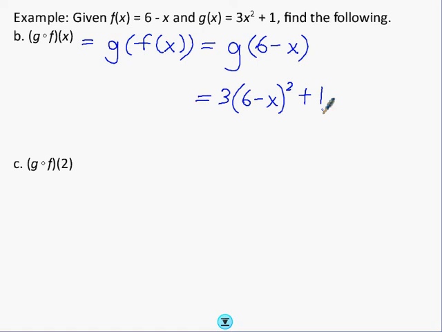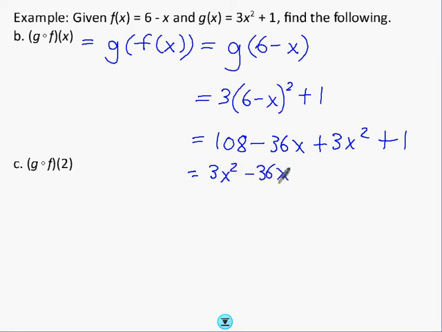Okay, and you'll need to FOIL. 6 times 6 is 36, times 3 is 108. And then I have minus 6x minus another 6x. That's minus 12x times 3 is minus 36x. Minus x times minus x is plus x squared, so we've got plus 3x squared, and then the plus 1, which is right there. If I rearrange this, I get 3x squared minus 36x plus 109. Okay, and that's how that's done.